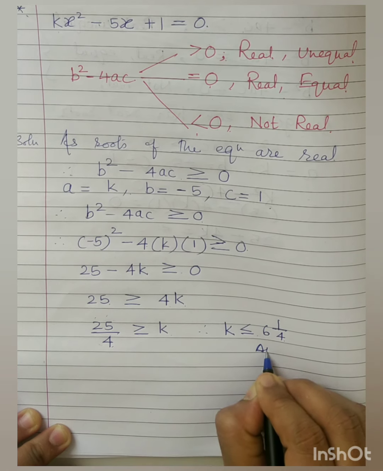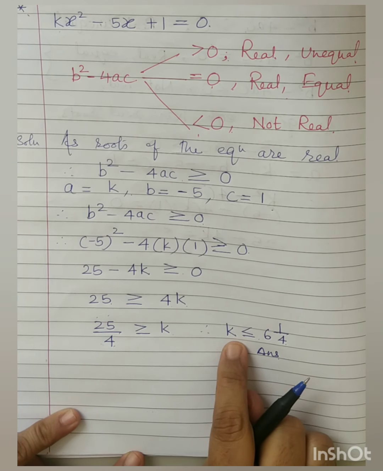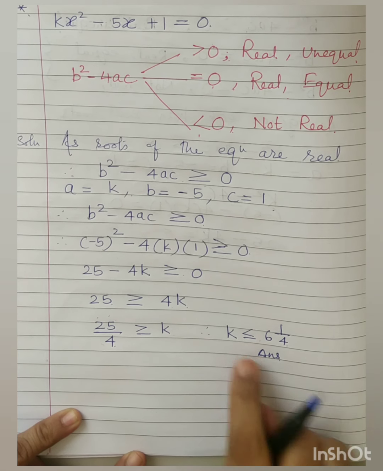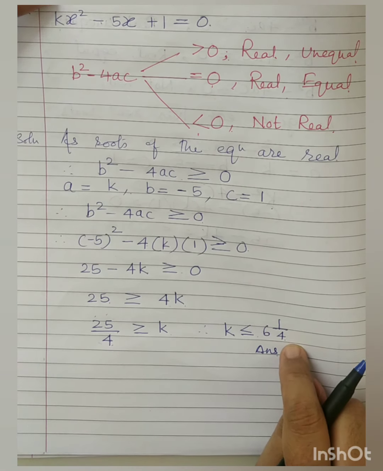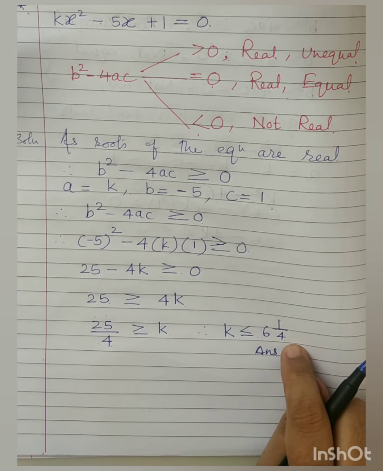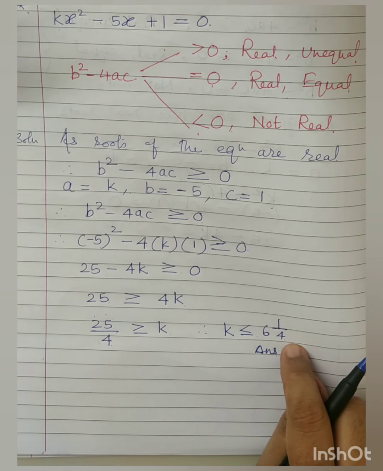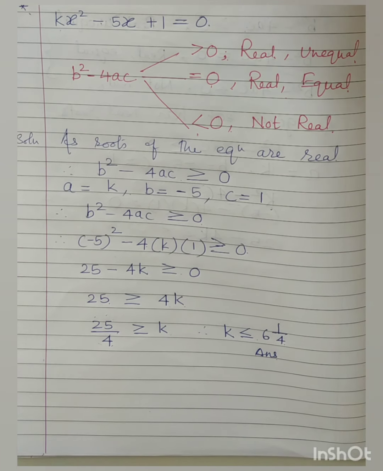So what is our answer? The value of k should be less than or equal to 6 integer 1 upon 4. Then the given equation will have real roots. It is an important pattern, as I have already mentioned. So now practice the remaining questions from your textbook yourself. Okay.